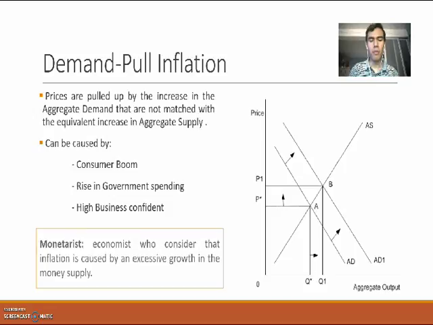Now that we're talking about money in the economy, we have a branch of economics called monetarism. The people who follow monetarism consider that inflation is caused by an excess of growth in the money supply. Some examples of that are what we were talking about. The government or foreign investors put more money into the economy, therefore people are able to buy more, or there are more people buying things, or people are able to pay higher prices. Therefore, we have a shift in the price and an increase in the aggregate output.